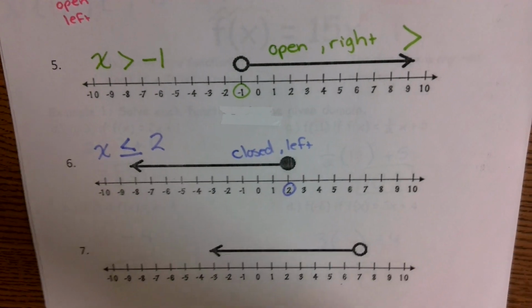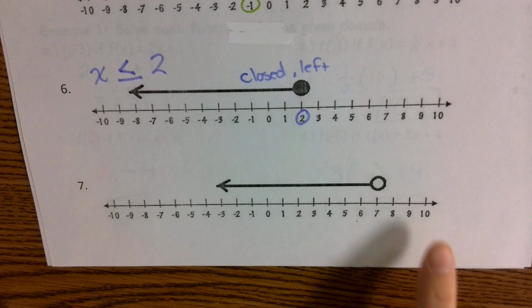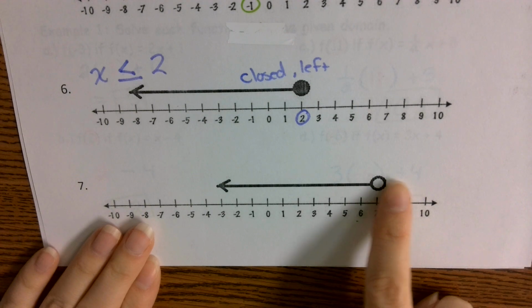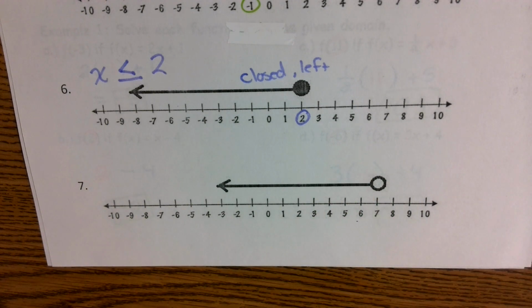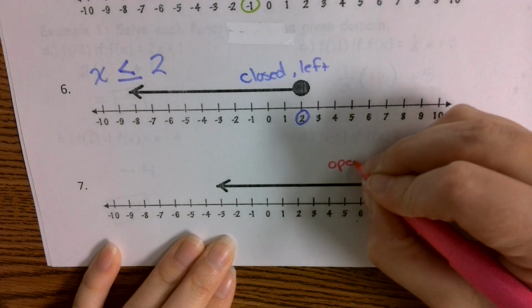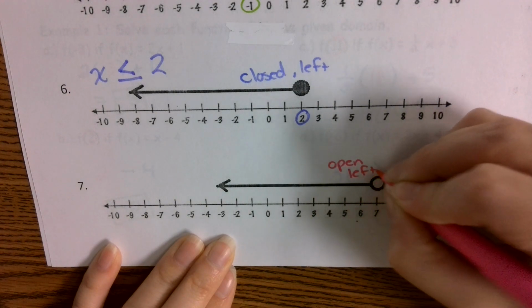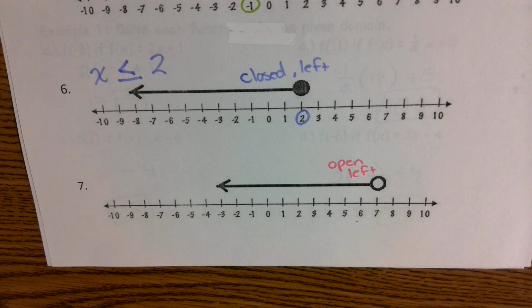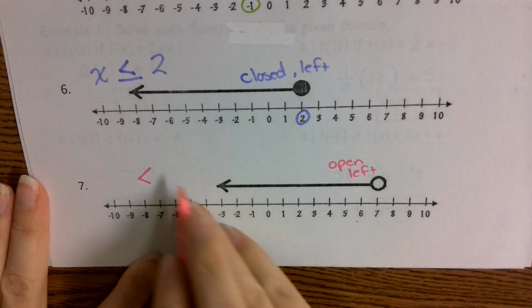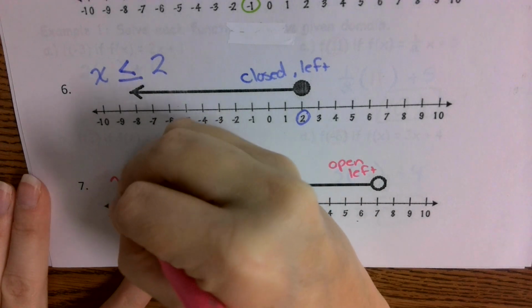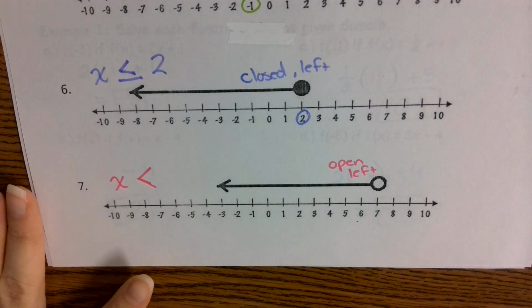Let's take a look at the last problem, problem number 7. Open or closed circle? Open. What direction? To the left. It's open and it goes to the left. So what symbol is open and goes to the left? Less than. The less than symbol, right? Our arrow points to the left. It looks like the less than symbol. It's x is less than what value?